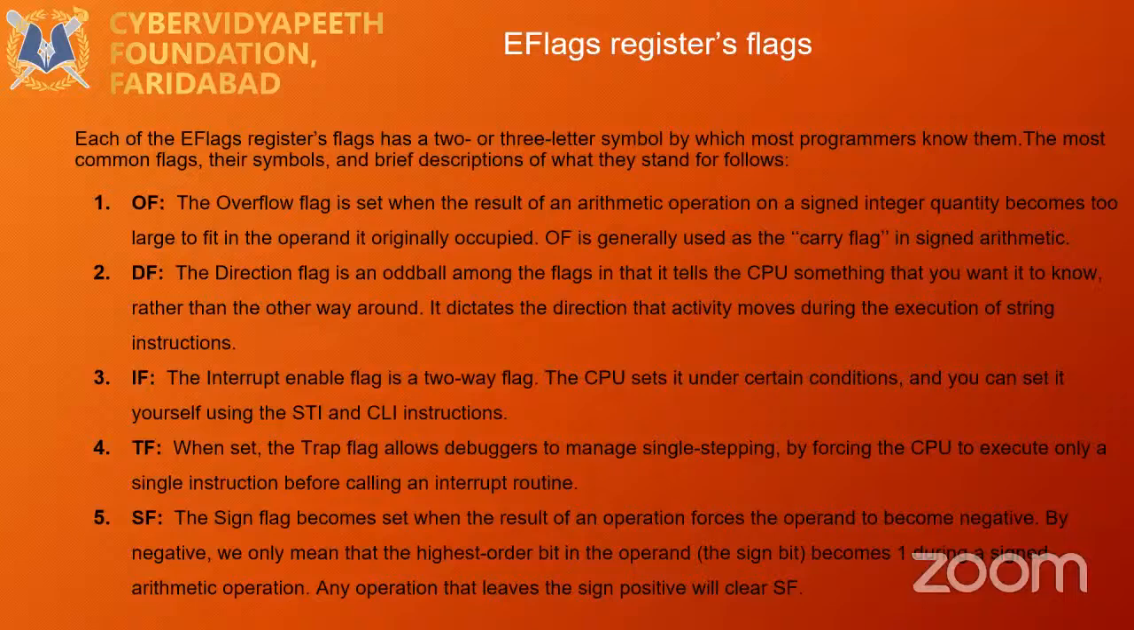If the last addition or subtraction produced a negative result, the sign flag, SF flag, is set. The sign flag is equal to the high order bit of the result of the operation. If the sign flag is set to 0, that means the number is positive. If it is set to 1, it means that the number is negative in nature.